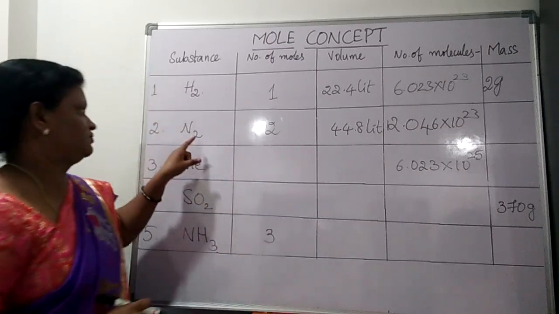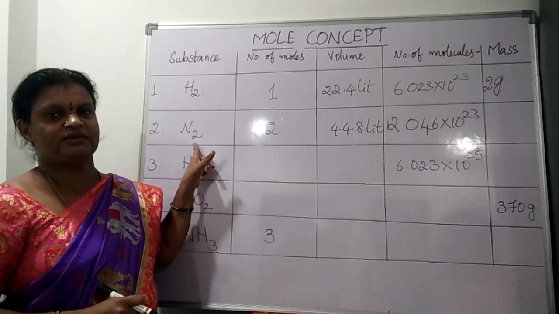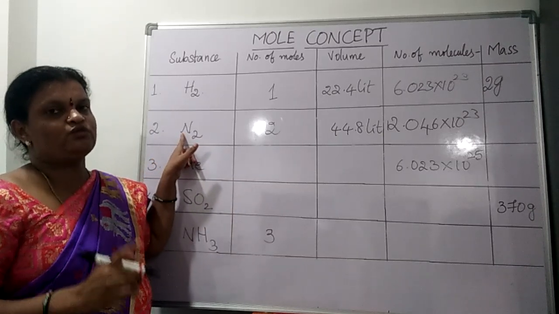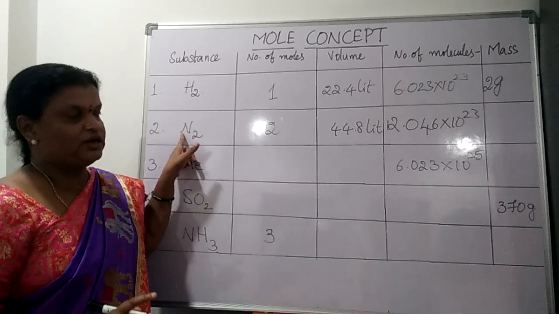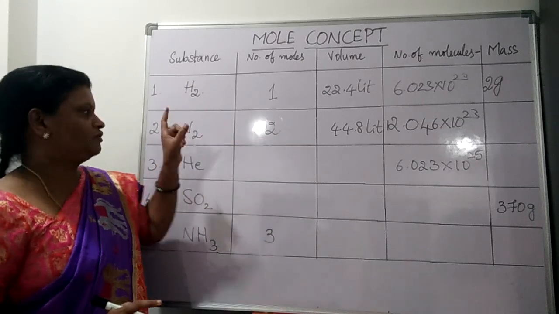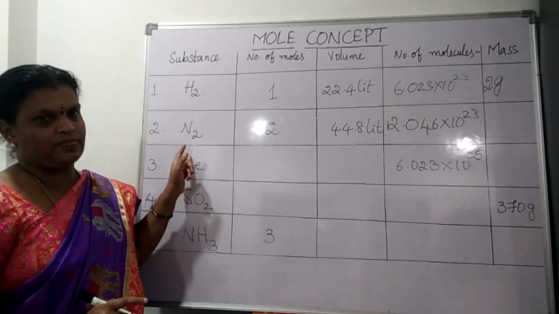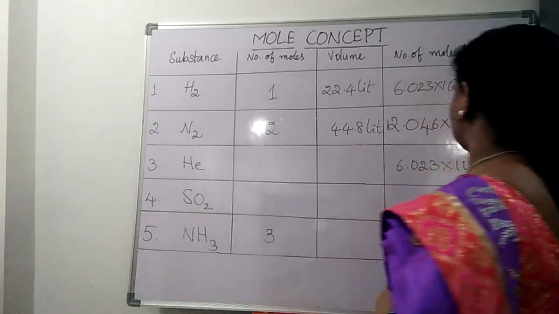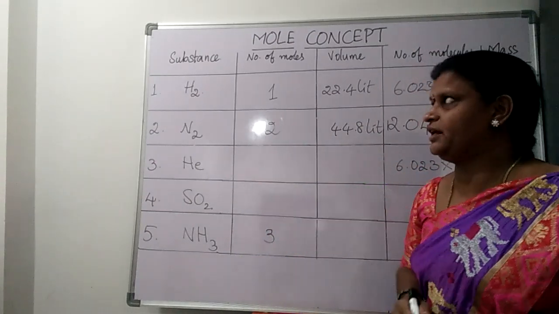Then coming to mass. 1 mole of nitrogen gas has a mass of 28 grams. How can we say? Because if you take an atom of nitrogen, 14 amu or 14 u is the mass of one nitrogen atom. But here N2 is given, and that too 2 moles. 1 mole of nitrogen gas will have a mass of 28 grams. So 2 moles of nitrogen gas means the mass will be 28 into 2, that is nothing but 56 grams. Coming to helium gas.